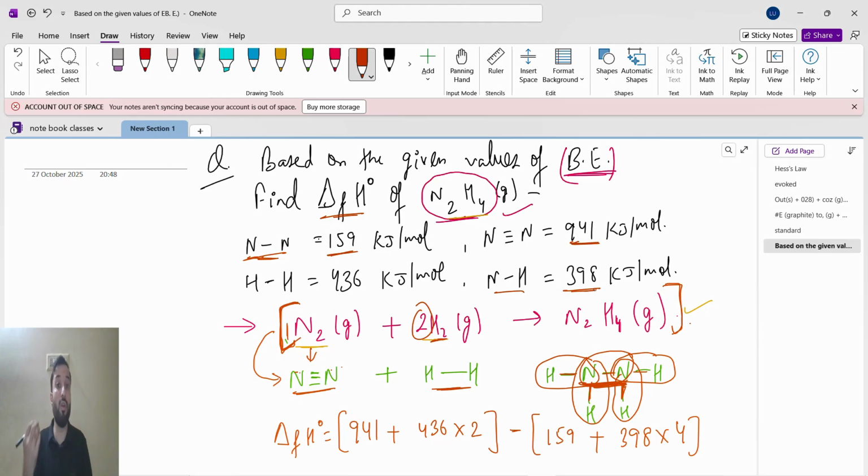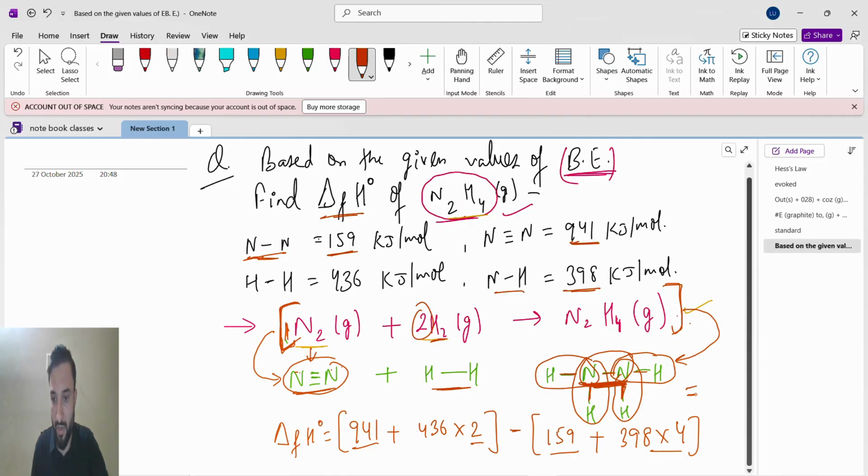Like this we have to do the bond dissociation. First we have to write the reaction. After the reaction we have to write it in bond form. After that, whichever bonds are present, we write down their values, which are given in the question, and how many there are. 1 means multiply with 1, 2 means multiply with 2. N H value is 398, multiplied with 4. Once you do all this, you will get the answer. So just solve it and you can find the answer.